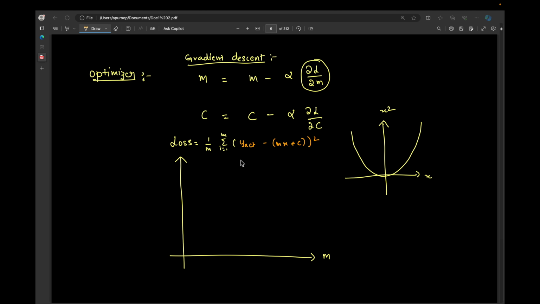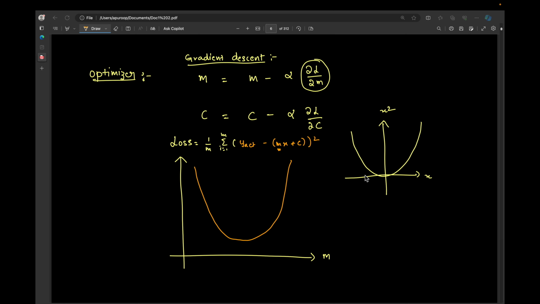So if we make everything constant apart from m, by changing this m value, how will the loss change? This is the only variable, right? So by changing the m value, our loss function curve will look like this. This is the curve with respect to m and loss when the remaining are constants. Just think of it like that.